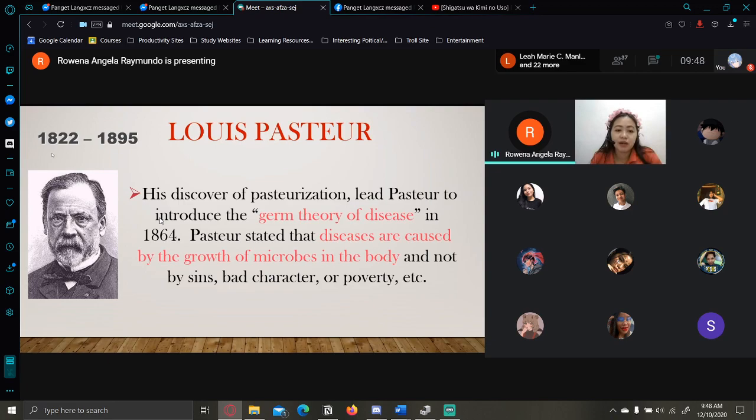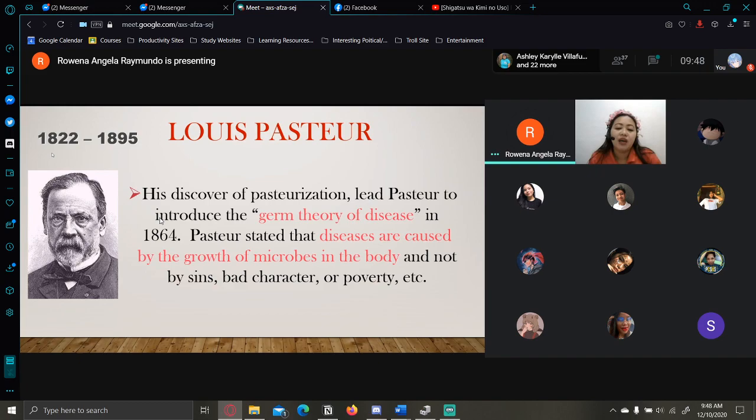Named after, of course, Louis Pasteur, who discovered na at a certain temperature, yung liquid na yan or yung food na yan ay mapapatay ang microorganism. Okay, pero hindi natin siya i-allow na mag-boil, kasi possible naman na mag-evaporate naman yung liquid at a boiling point, of course. So pasteurization is heating at a temperature which will kill the microorganisms. Okay, it led to the discovery of the germ theory of disease in 1864.